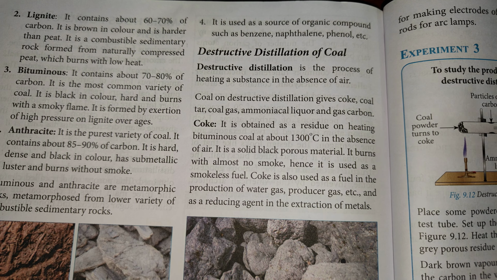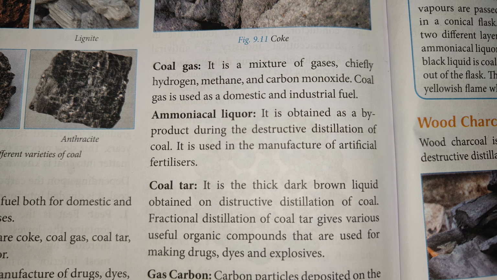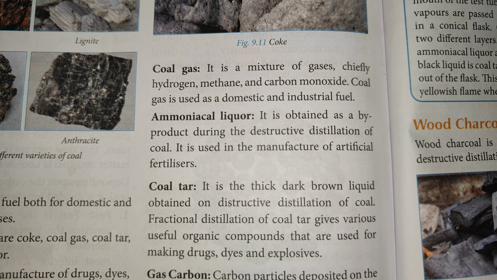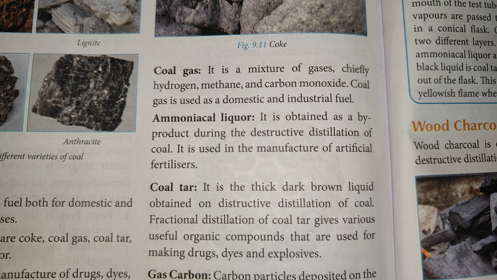Ammonium liquid is obtained as a byproduct during the destructive distillation of coal. So when we do the destructive distillation of coal, that is when we heat it in the absence of air, then we get a byproduct, and ammonium liquid is actually that particular byproduct.